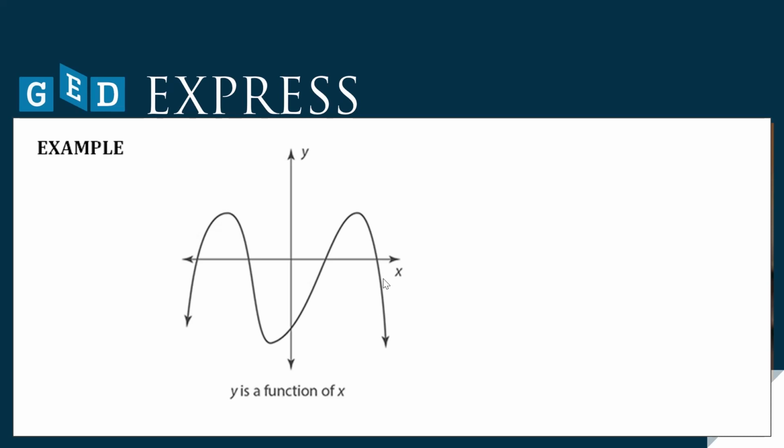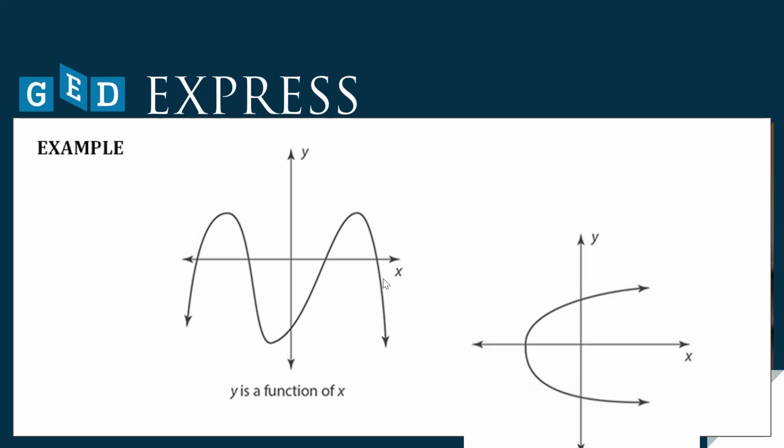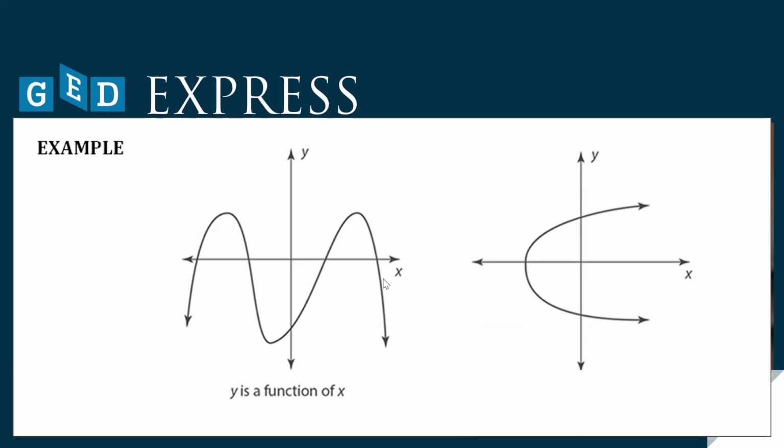The first graph does show a function because no vertical line could pass through 2 points. However, the second graph does not show a function. As you can see, it is possible to find places where a vertical line could touch more than 1 point on the graph. So y is not a function of x.